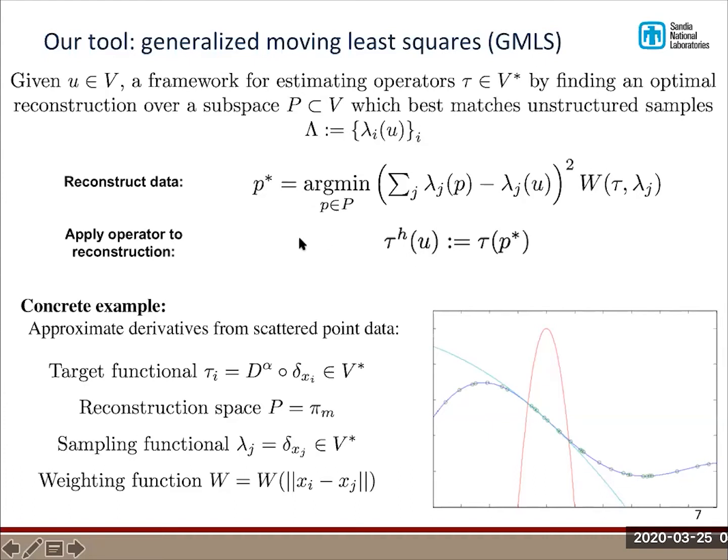Okay, so to make it concrete, say for example you want to approximate as a target the derivative of a function at a point xi. You could find a reconstruction over the space of nth order polynomials. You could build that reconstruction by sampling from a scattered point cloud of point samples. And as a weighting function, you can really pick lots of different things, but for the remainder of the work, we'll consider this red bubble function with compact support epsilon.